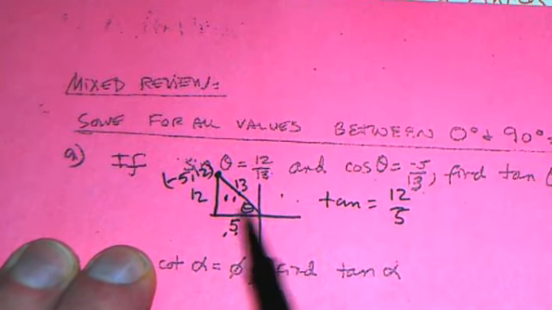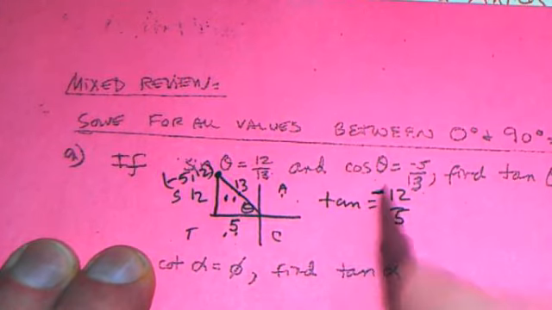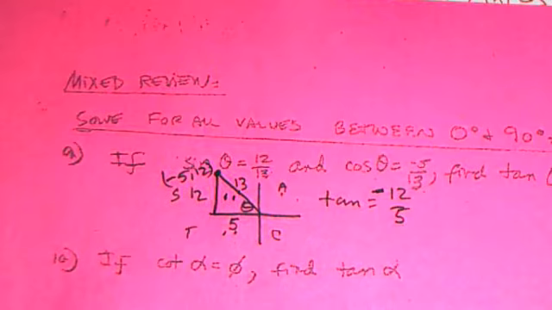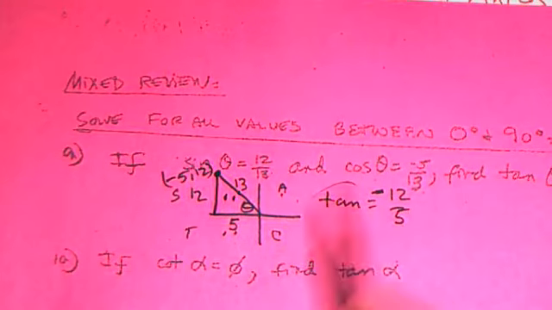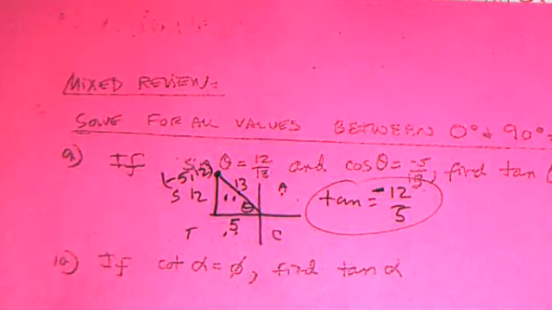In the second quadrant using ASTC, I see that only sine is positive in the second quadrant, so tangent must be negative. So I stick a negative sign on the tangent. And that's that one. Let's look at number 11.